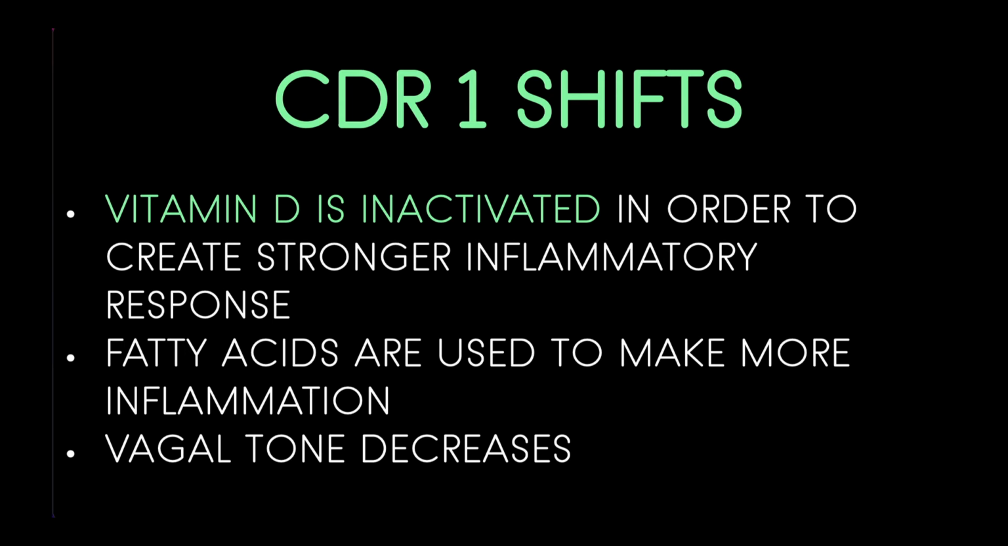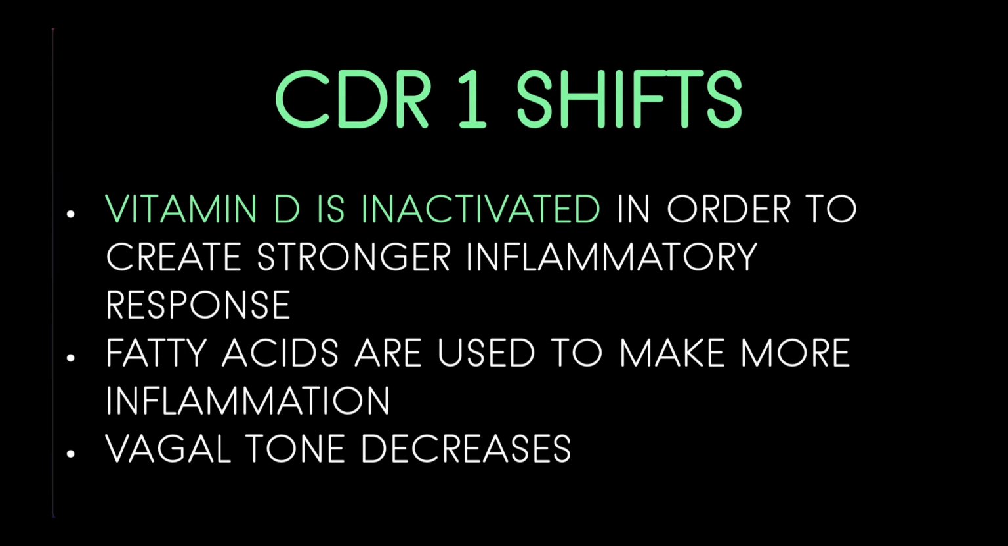So again, we're seeing a reason why fatty acids might be anti-inflammatory for one person and pro-inflammatory for another person. There's a few reasons for that, but one is that if someone has a lot of mitochondria in a CDR1 mode, then fatty acids are going to increase inflammation. And vagal tone decreases. So that's the activity of the vagus nerve, which is the longest nerve in the body, and it's associated with that rest and digest relaxation part of our autonomic nervous system or our automatic nervous system.